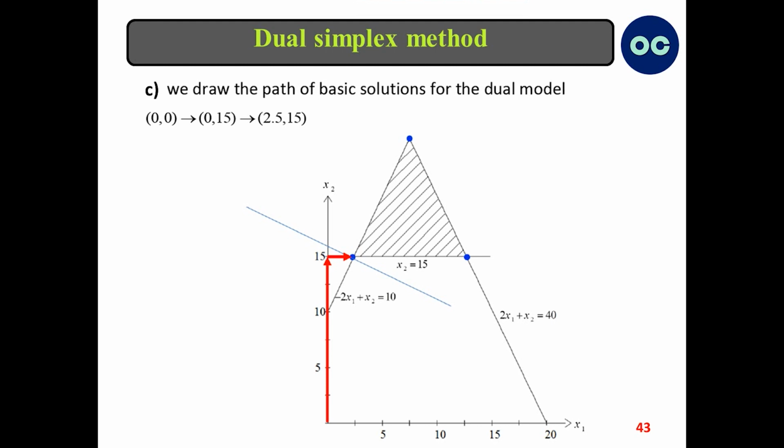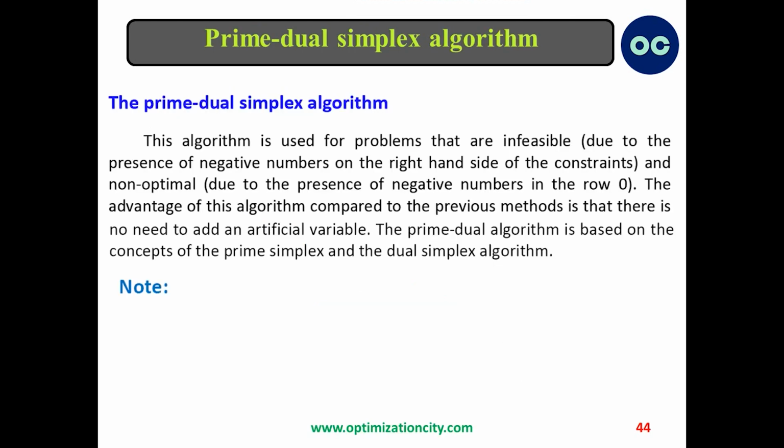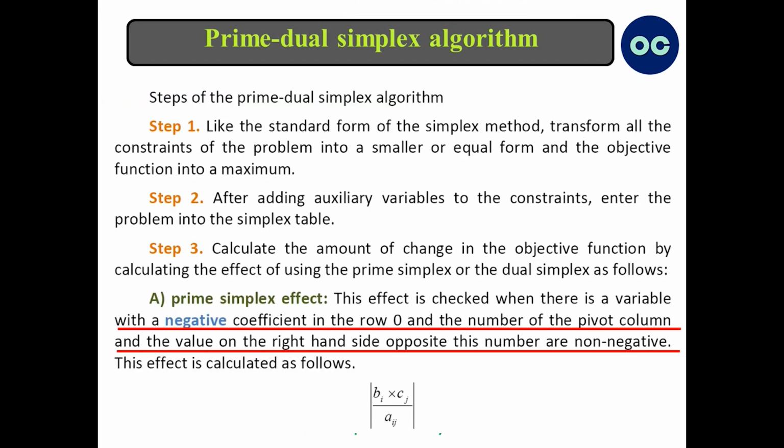Next, we go forward to another algorithm for solving the LP model, which is more efficient. The primal-dual simplex method is used for problems that are both infeasible and non-optimal. Unlike the other methods, meaning the simplex, primal simplex and dual simplex, this algorithm does not require the addition of any artificial variable. That's a very important point. It combines the concepts from the primal simplex and dual simplex. Note that there are different variations of the primal-dual simplex method. We pick one of them.